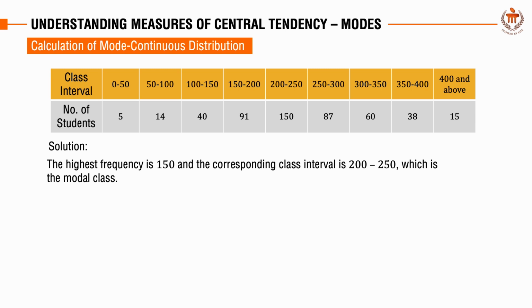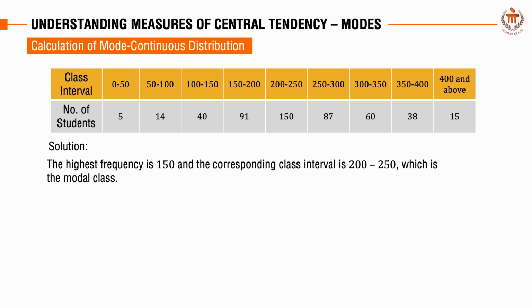You just need to see, out of the frequencies 5, 14, 40, 91, 150, 87, 60, 38, and 15, the highest frequency. The highest frequency is 150. And you have to see the corresponding class interval for it, which is 200 to 250, the modal class.